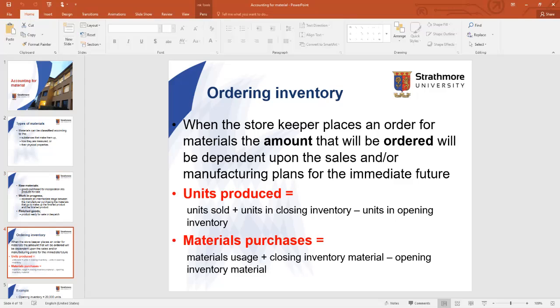When it comes to the ordering of inventory, as a company you have to pay attention to how many units you are going to be producing. How many units am I going to be producing? Because the procurement of new material depends on how much material shall be consumed during that given time period. Like the case we did yesterday: we had raw material, we had opening stock, we had closing stock, as well as the units we are selling.